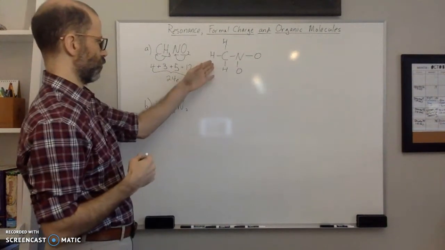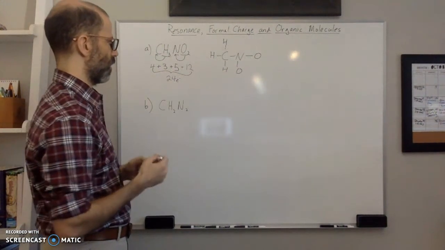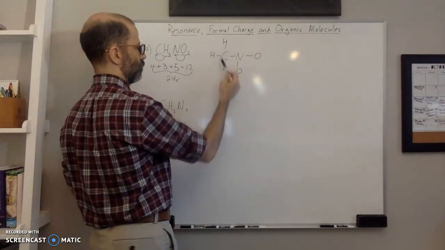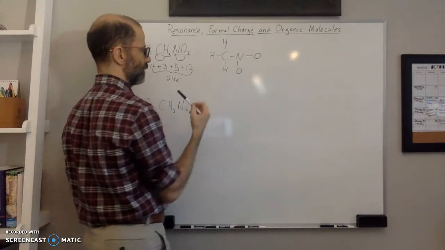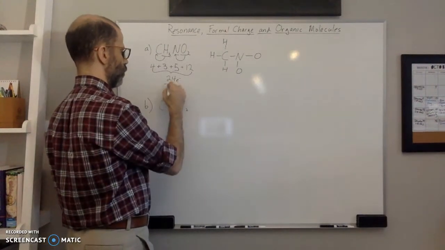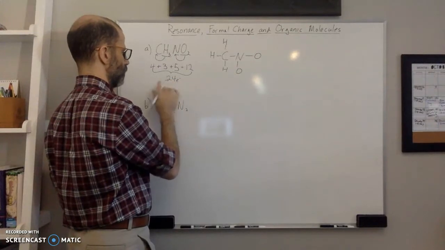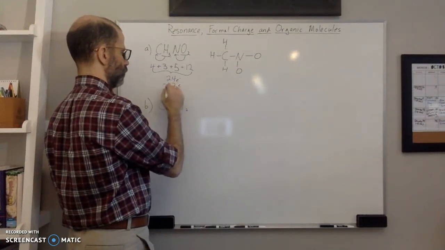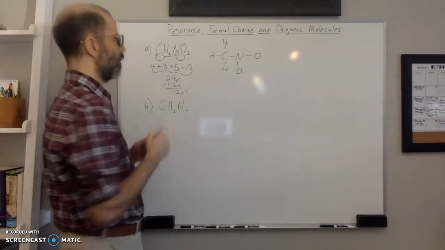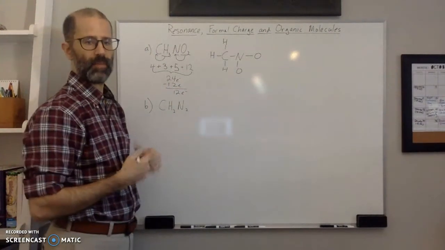How many did we use when we created our skeletal structure? We used 1, 2, 3, 4, 5, 6 bonds. So 6 times 2 is 12. We're going to remove 12 of them and we get 12 left. So the next step is I'm going to add lone pairs to all the outer atoms.